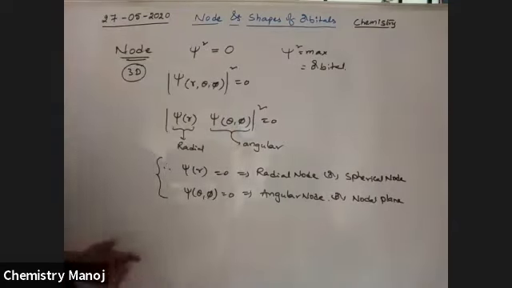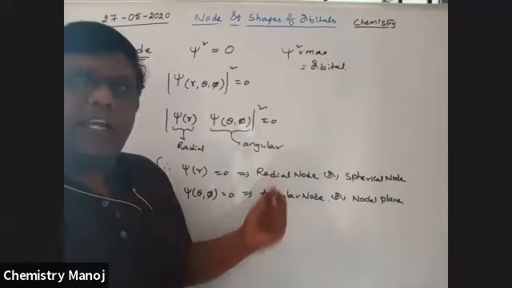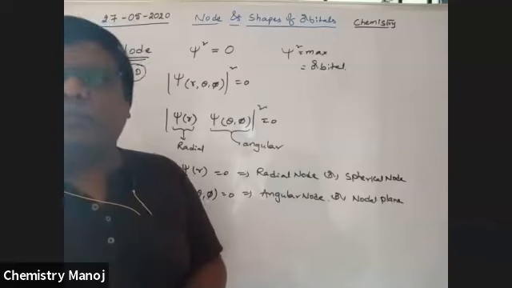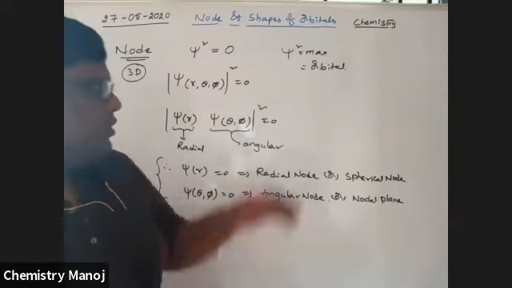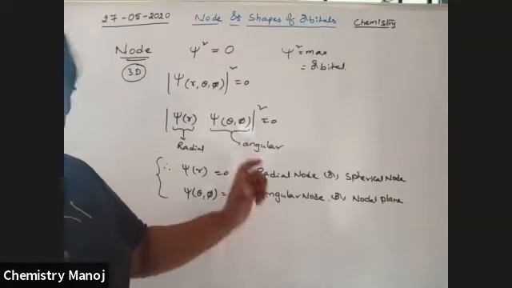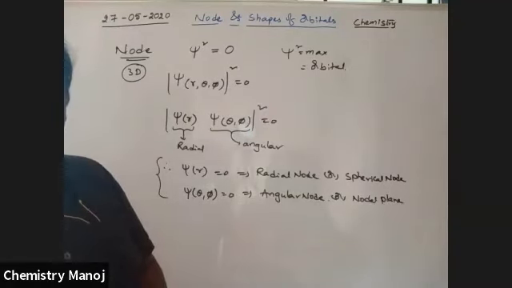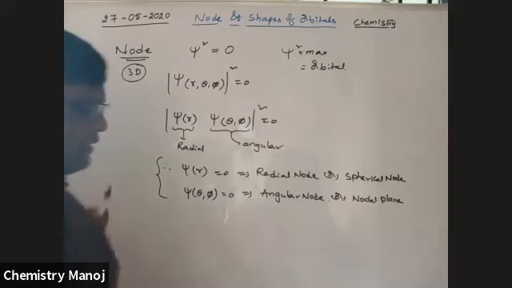Therefore, these are nodes. Now I am going to explain what this radial node is and what this angular node is. The node is nothing but where psi square is equal to zero. So finally, nodes are of two types. One is the radial node, another one is the angular node. Now, what is a radial node? What is an angular node?